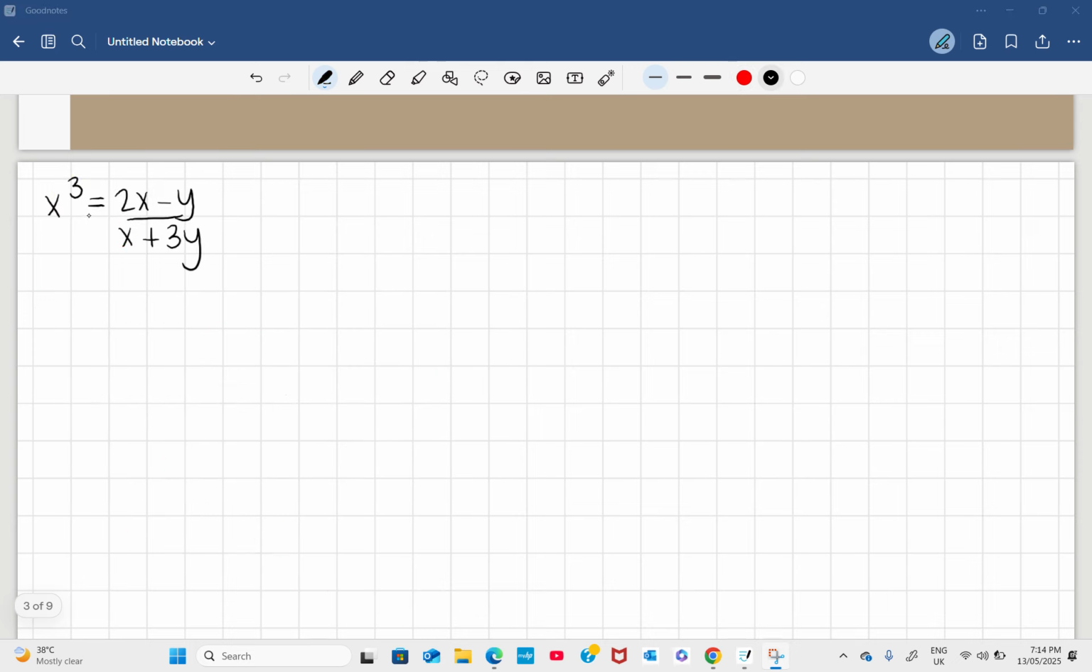Okay, now for this question, I'm given x cubed is equals to 2x minus y over x plus 3y. So what I'm gonna do here, I have the quotient rule. Let's start with this first. I have u is equals to 2x minus y. My u prime is gonna be 2 minus y prime. My v is gonna be x plus 3y. V prime is gonna be 1 plus 3y prime.